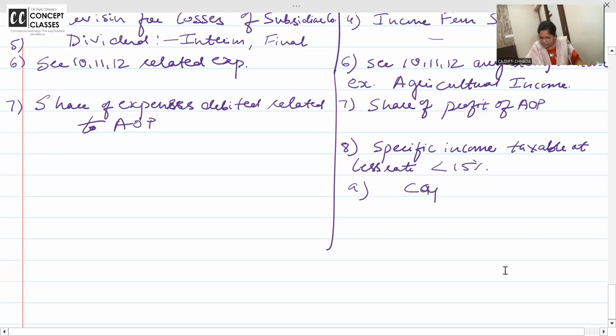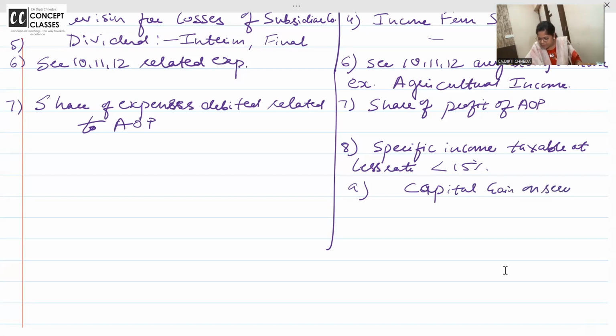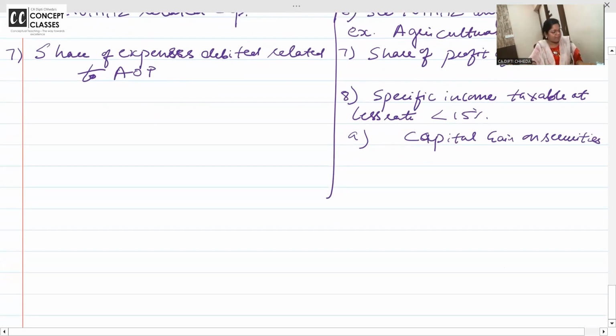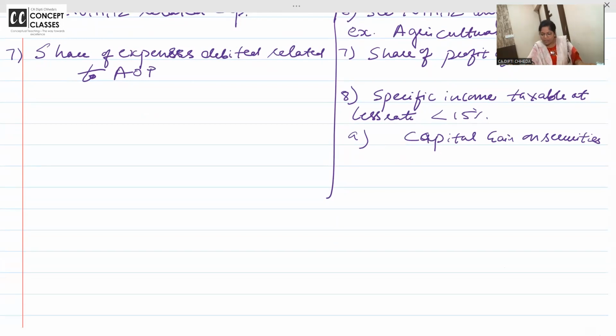Capital gain on securities. You know, certain securities we promise. If you buy and sell that, you'll have to pay just 5% tax in the form of TDS and all. Especially for foreign companies. Specific income taxable at less than 15% of a foreign company. We say to foreign companies, please come and invest in India. We will charge only 5% tax, that too in the form of TDS. No return has to be filed, nothing.